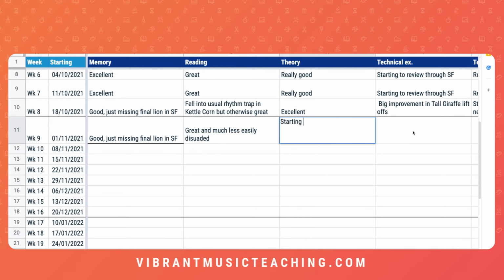We're starting written work this week. That's true of a lot of my students, so I'm just making a note of it so that I don't forget anyone's theory book that needs one.